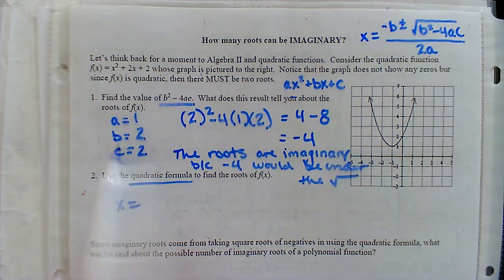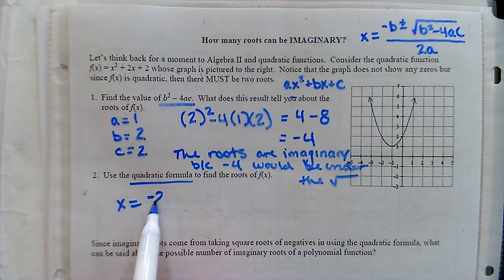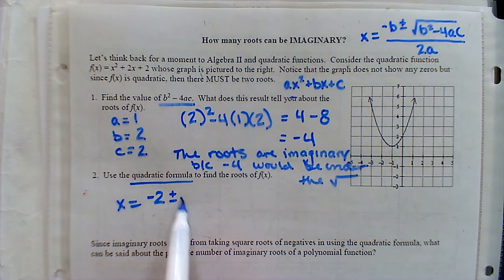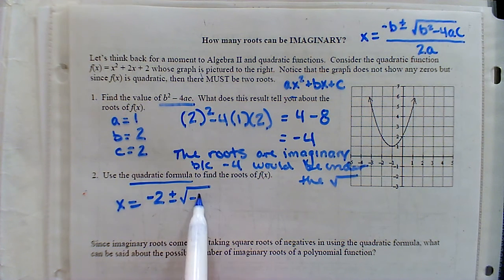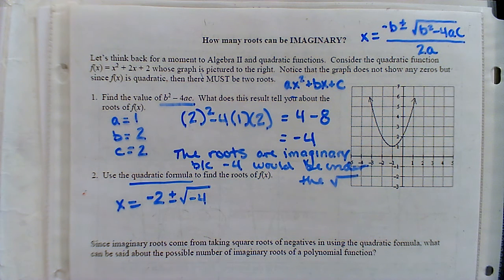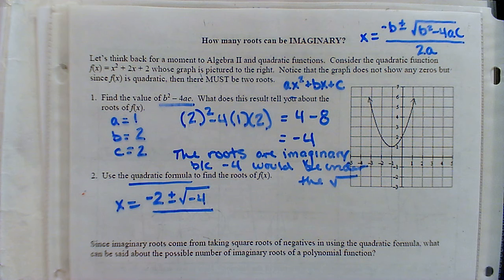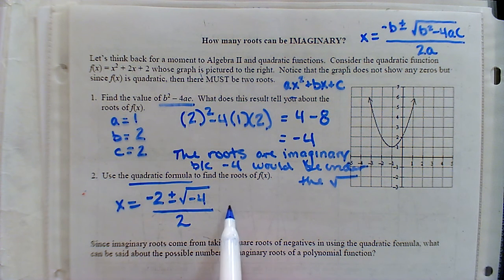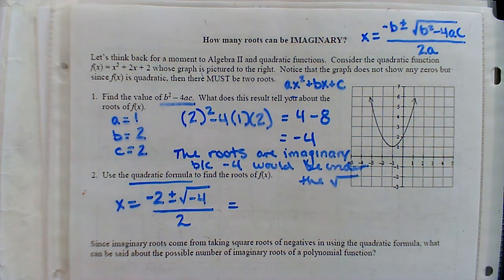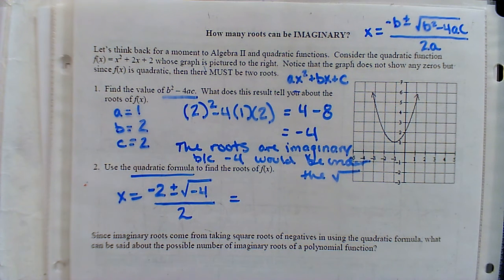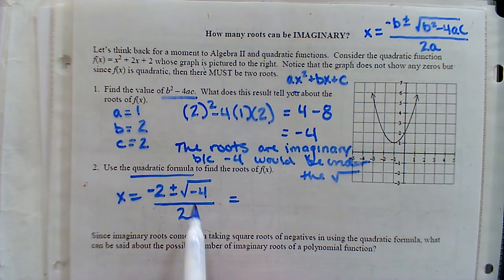So we need the opposite of b, which would be negative 2, plus or minus the square root. Inside of that, we've already calculated a negative 4. And on the bottom, we have 2 times a, which would be 2 times 1, or just 2. Okay, we're going to try to simplify this. So we're going to dig deep a little bit from last year when you dealt with imaginary numbers to help us simplify this part.